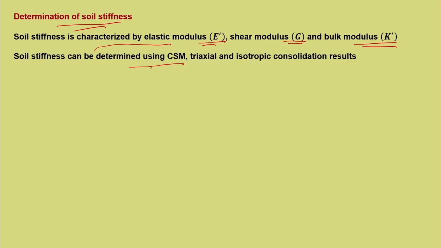Now, probably you would get a hint here, like we will be referring only to the unloading reloading line, not the ICL, because ICL exhibits elastoplastic behavior. We are concerned only about the elastic stiffness. So, for prediction, we need to now account for the unloading reloading line of the critical state framework. Soil stiffness can be determined using critical state model, triaxial testing and isotropic consolidation results. We need, for determining the critical state parameter, isotropic consolidation and or the triaxial test results.